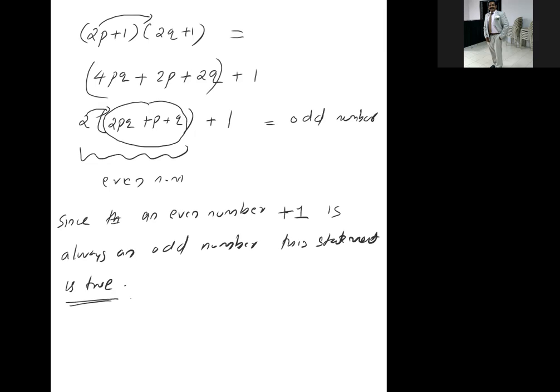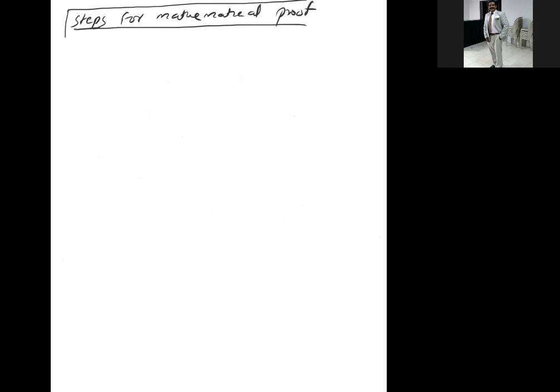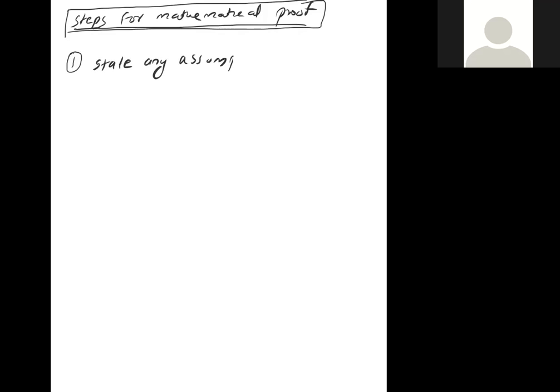So you should always follow 5 steps to solve any mathematical proof. So these are the steps for a mathematical proof. You should remember these steps. We follow these steps to solve any kind of question regarding mathematical proof. So the first step is gathering theorems, correct? So state any assumptions you are using.